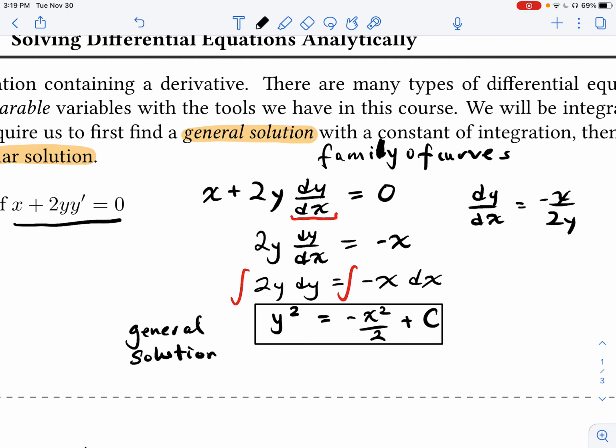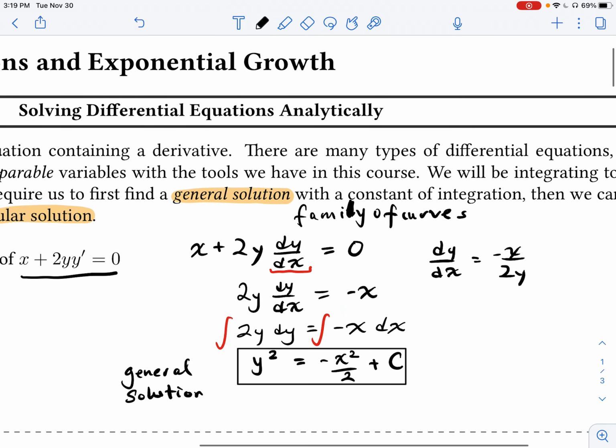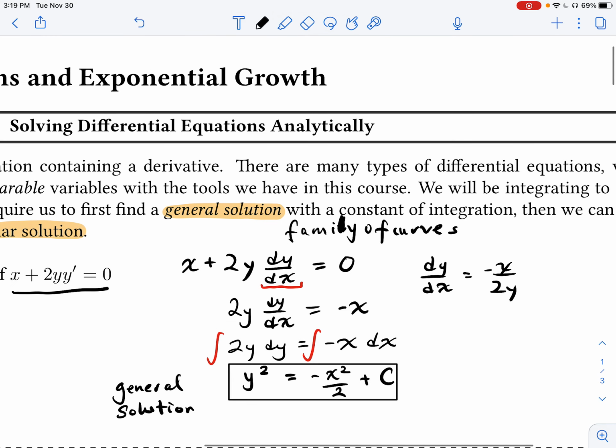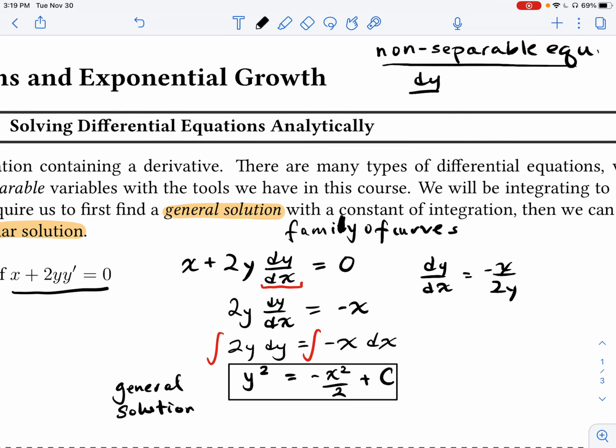Now, a couple things that I want to highlight here. First off, I hope that we can see that we were able to do this because we were able to separate our variables. An example of an equation that we don't really quite have the tools for doing yet in this course is a non-separable equation, such as something like dy dx is equal to x plus y.